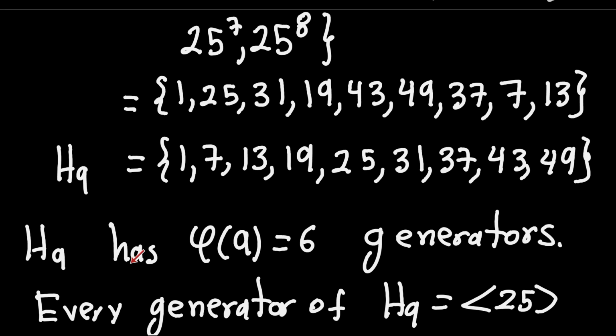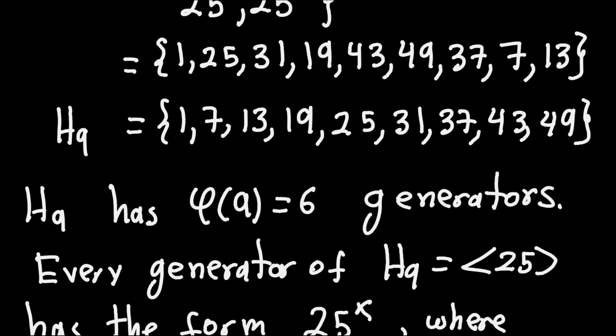So H9 has phi of 9 elements that are the generators, and phi of 9 is 6. How to compute this one? Use the properties of the Euler phi function. 9 is 3 squared, and use the property for a power of a prime. If you do that computation, that's going to give you 6.